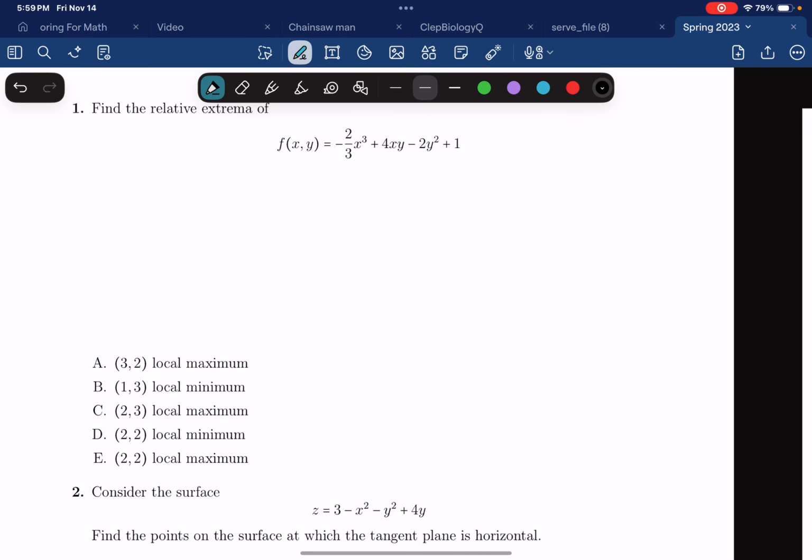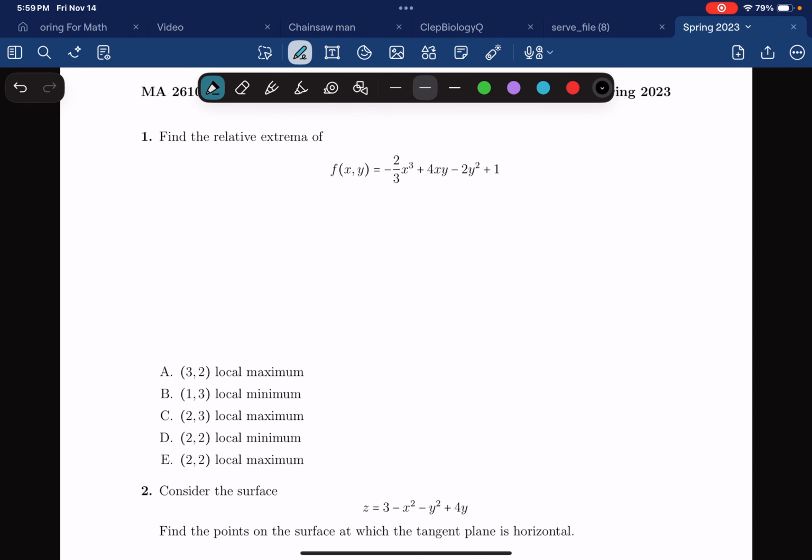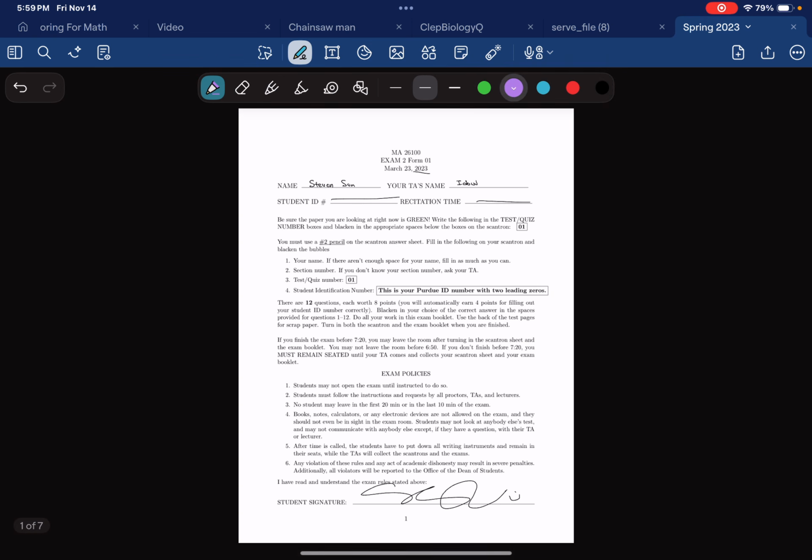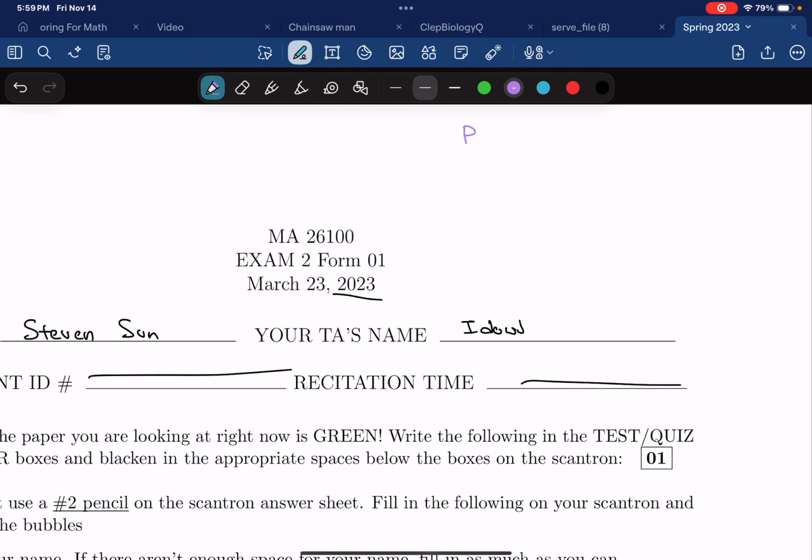Okay, question number 1. Find the relative. Actually, you know what? Let me do a preface right here. Preface. Not all topics covered on the current 2025 exam.